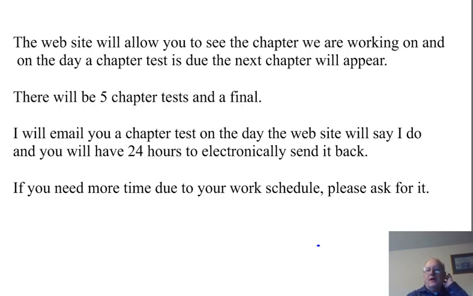The website will allow you to see the chapter we're working on. On the day of a chapter test, the next chapter will appear on the website. There's going to be 5 chapter tests and a final exam, and there's 4 multiple choice extra credit quizzes in the last section of chapter 1, 2, 3, and 4. They're about 5 points apiece. I suggest you do them so you get as many extra credit points as you can.